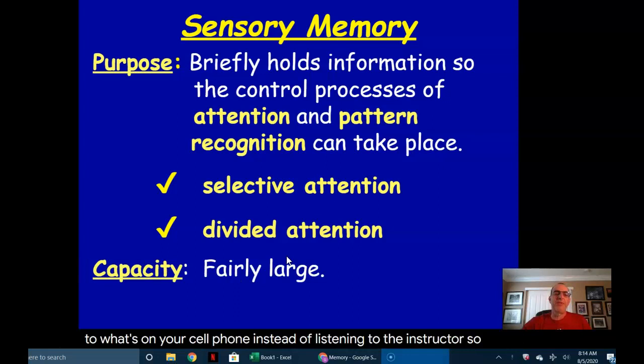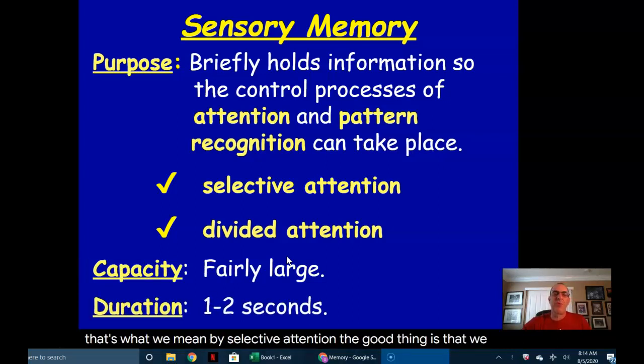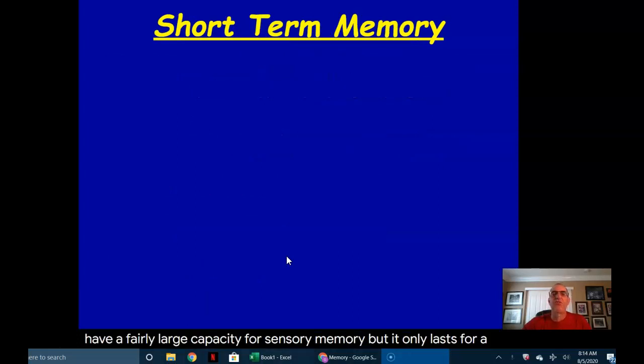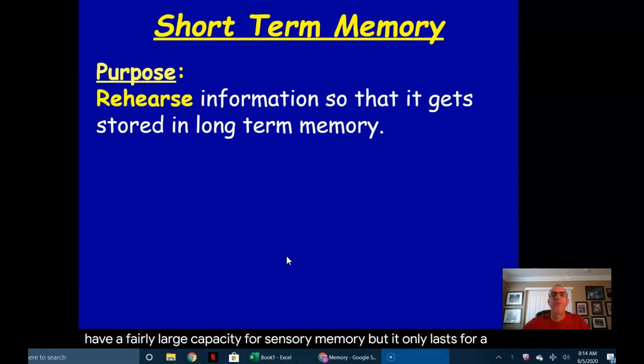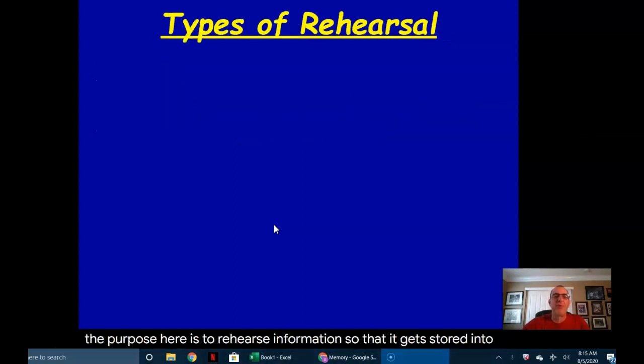Now, the good thing is that we have a fairly large capacity for sensory memory, but it only lasts for a couple seconds. So if we get distracted just for a brief moment, that information is going to be quickly lost. Next, we have short-term memory. The purpose here is to rehearse information so that it gets stored into long-term memory.